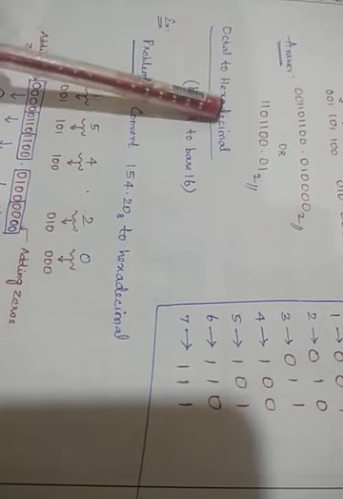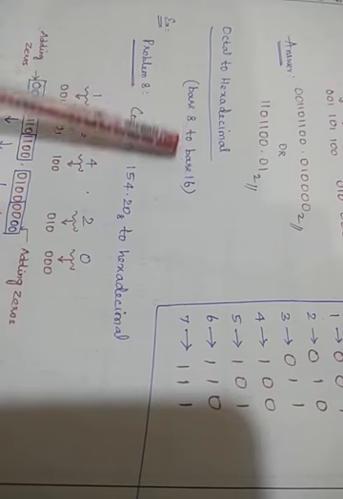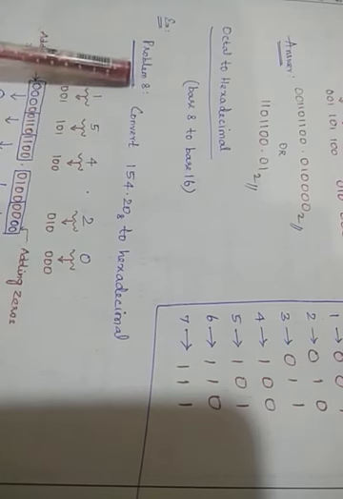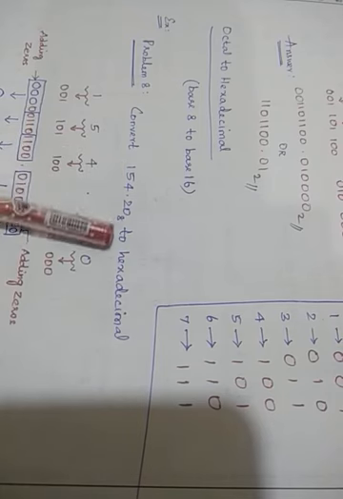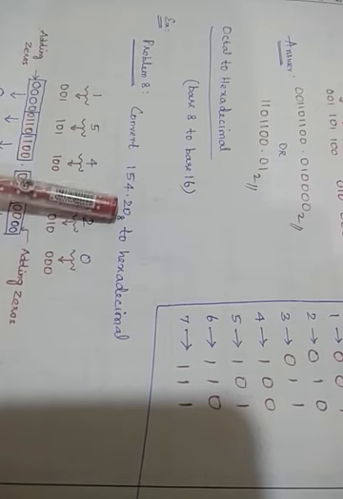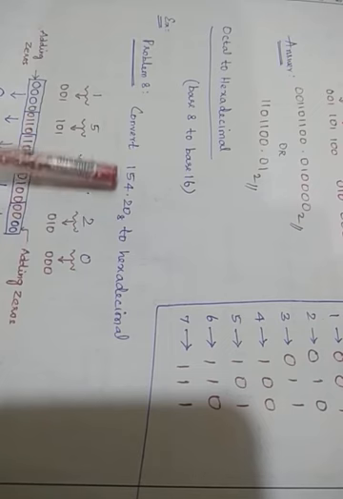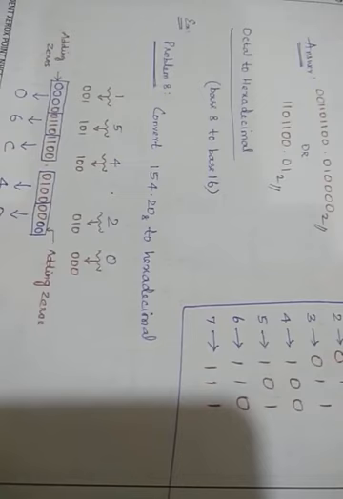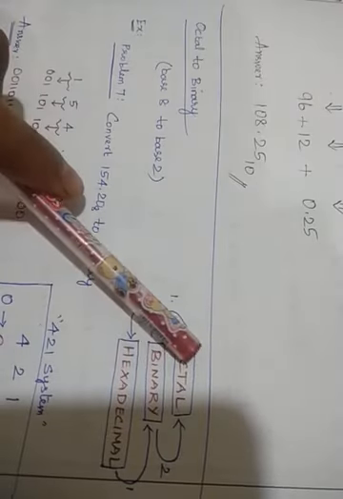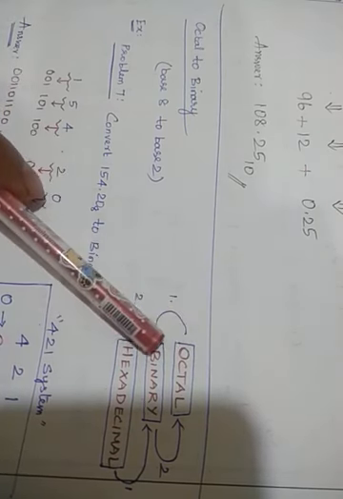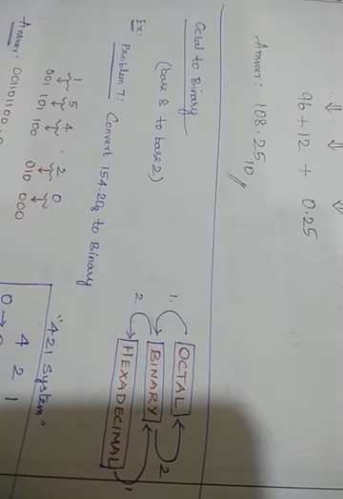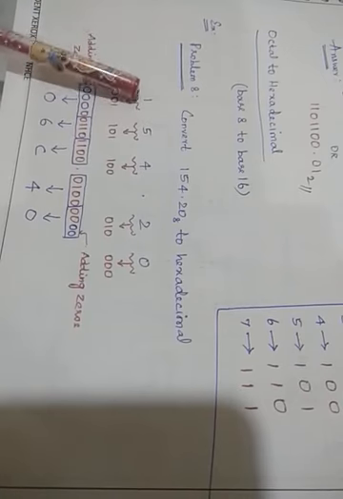Now we will see octal to hexadecimal, that is base 8 to base 16. So we'll see an example problem. Convert 154.20 from base 8 to hexadecimal. This is the octal number. We need to convert this octal number into hexadecimal. As I told you already, octal to hexadecimal directly you cannot do. First you have to convert octal to binary. From binary to hexadecimal, it is very easy to get.